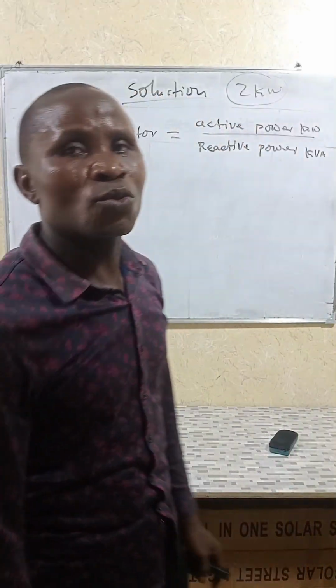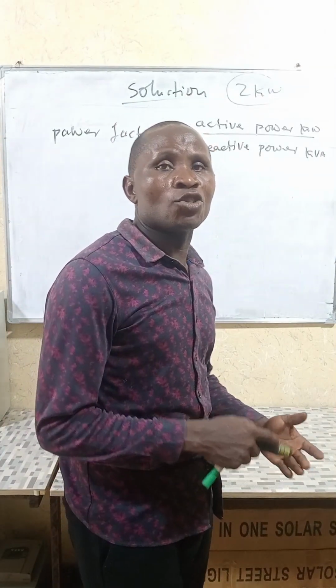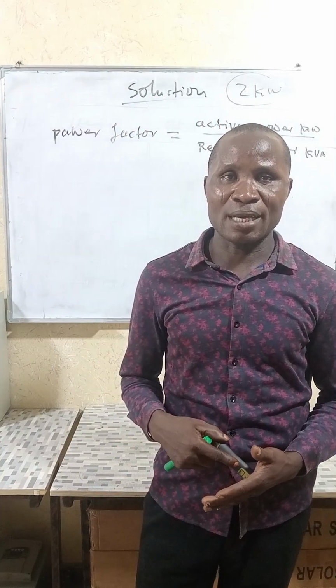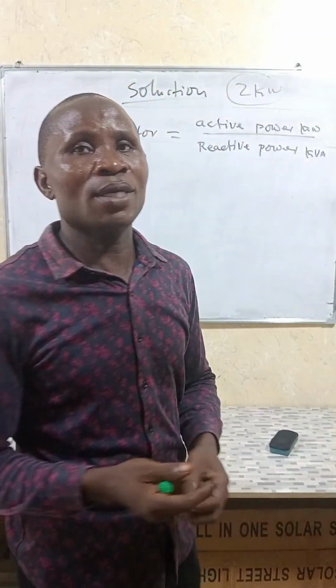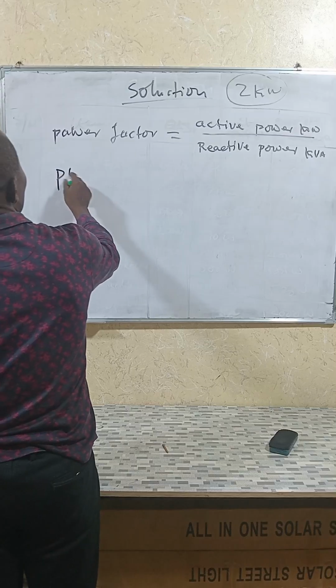So now, since you have gotten what is power factor, that our power factor is 0.8, and we have known what is our active power in kilowatts, that is 2 kilowatts, then from there we can calculate the reactive power, which is the size of the inverter we are looking at.